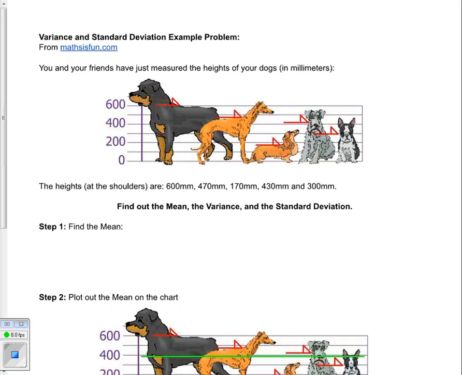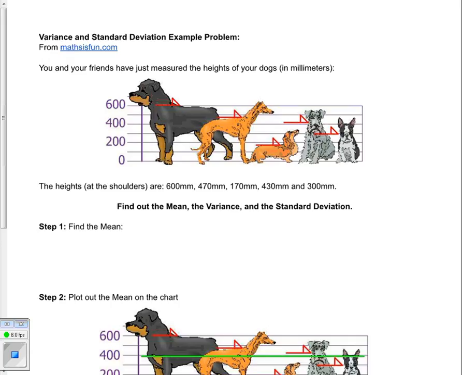Okay. So in this situation, you have a bunch of dogs, and you're just going to measure the heights of all of your dogs in millimeters. The heights at the shoulders are 600 millimeters, 470, 170, 430, and 300. First off, we need to figure out the mean, the variance, and the standard deviation.